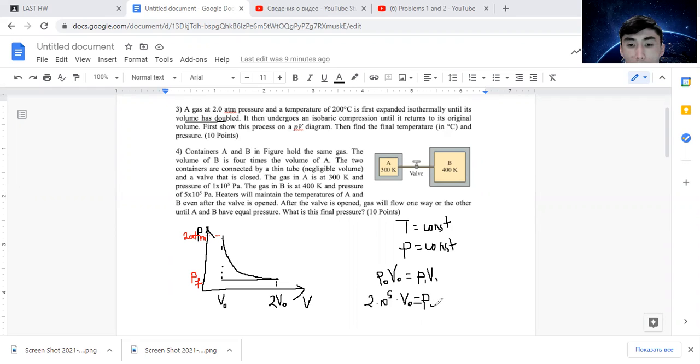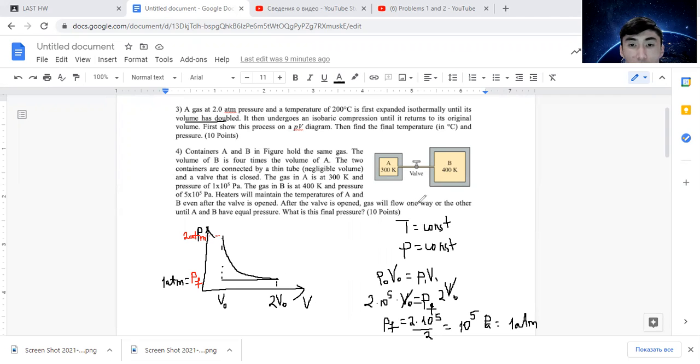P1, let's call it P final, and V1 is here. V1 equals 2V0. So here V0 will be cancelled and the final pressure equals 2 times 10 to the power of 5 over 2, equal to 10 to the power of 5 Pascal, or we can say it's 1 atmospheric pressure. It means here equals 1 atmospheric pressure.